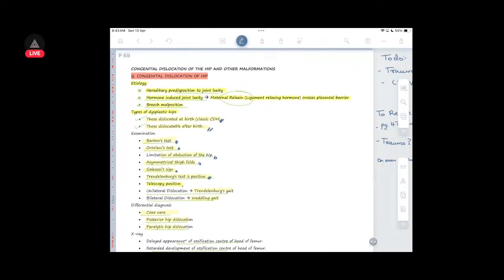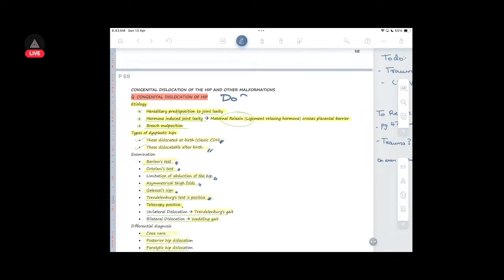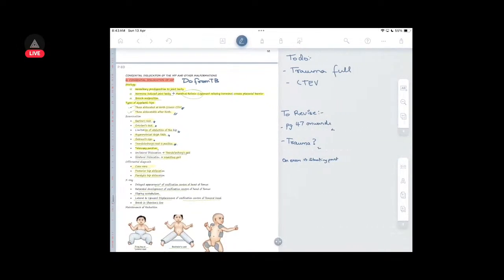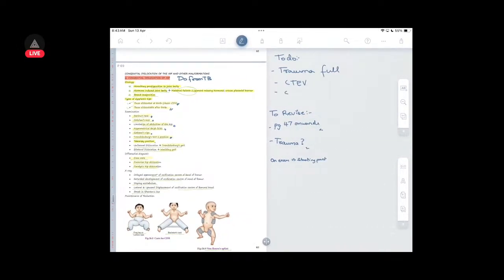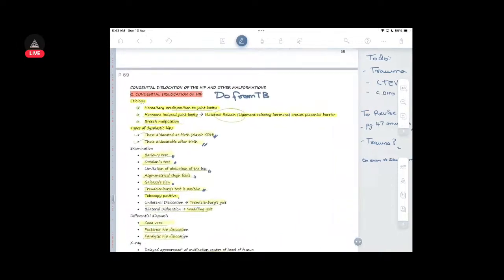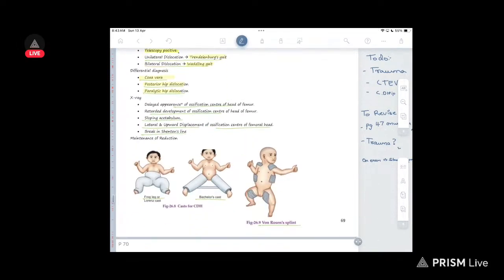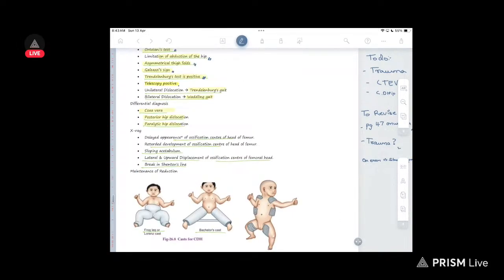This honestly is to be done from the textbook. I will do something about it. Wait. Congenital dislocation of hip. This is really not enough. Congenital dislocation is such a big topic, and there are so many important questions.